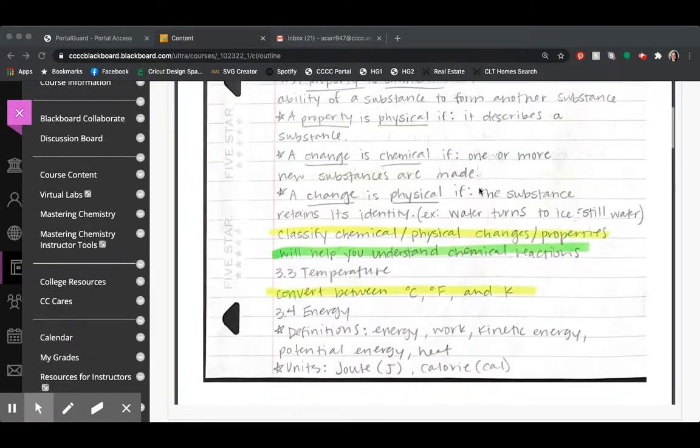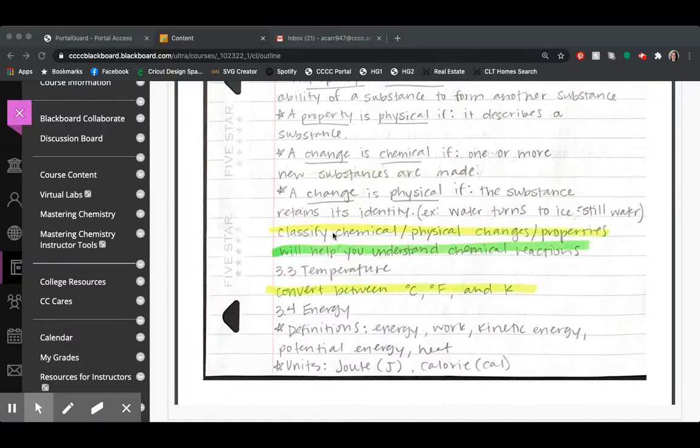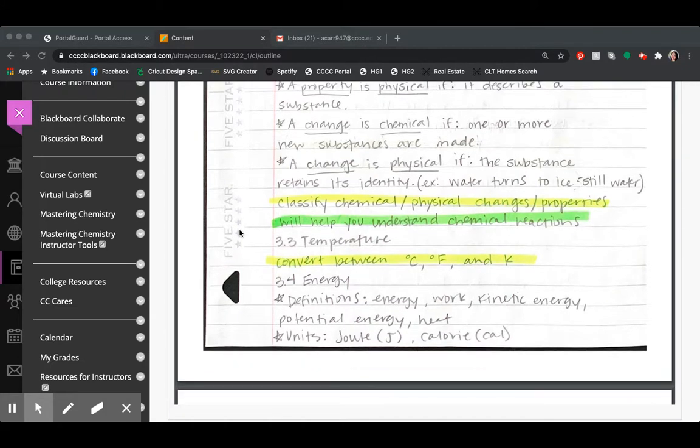So for this section, you need to just be able to classify chemical and physical changes in properties, so answer questions about those things. And then understanding that information is going to help you later on when we start chemical reactions.